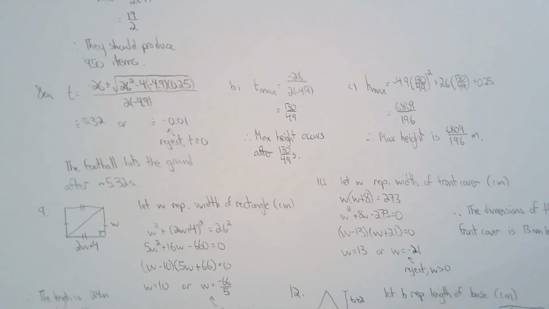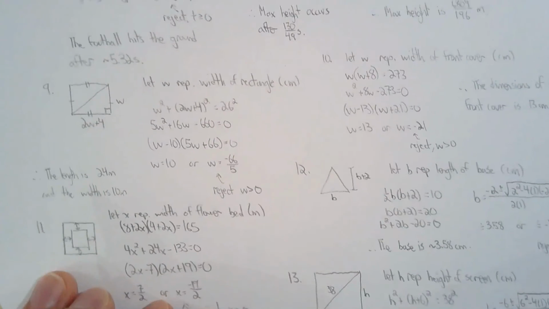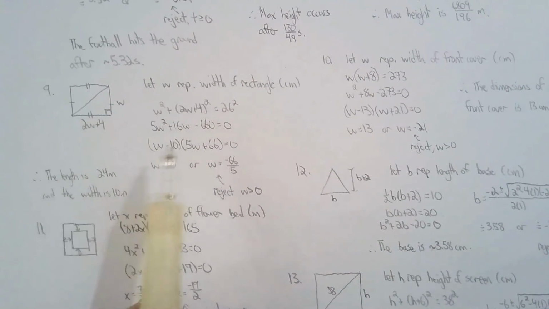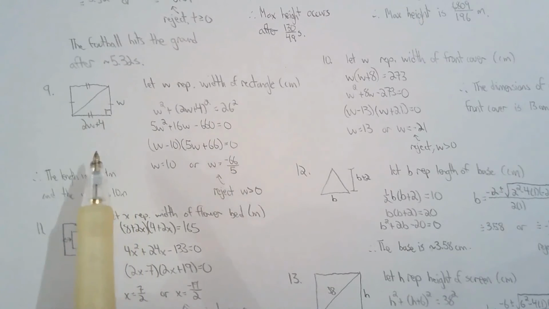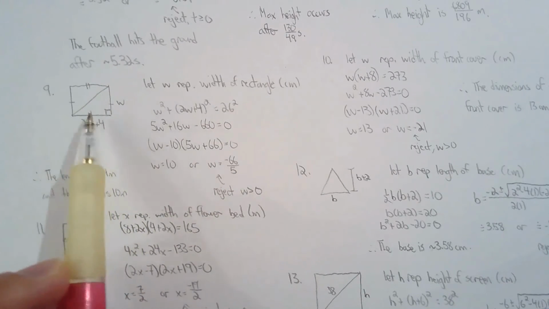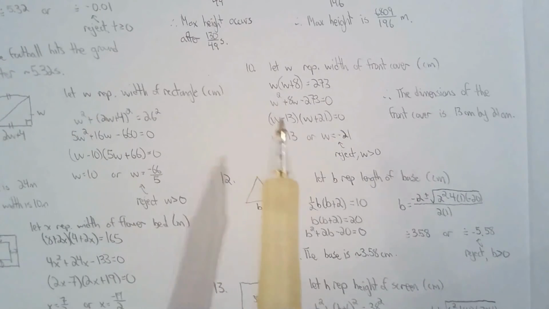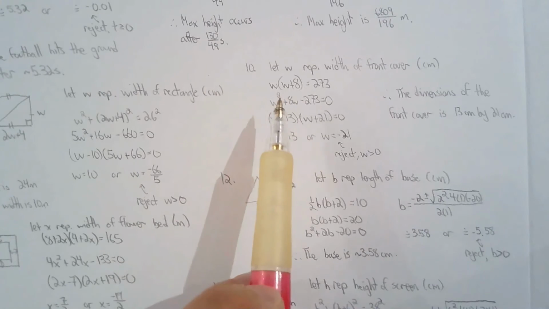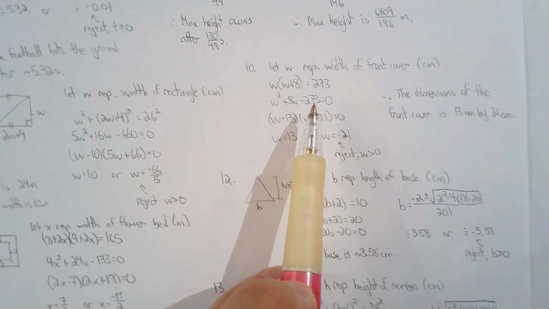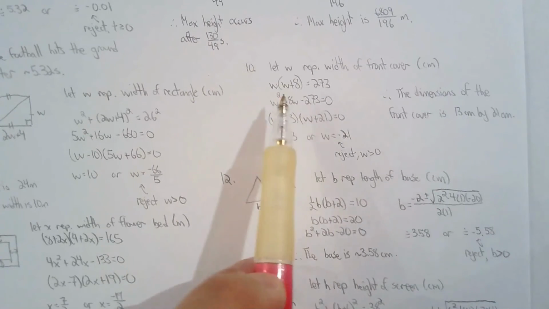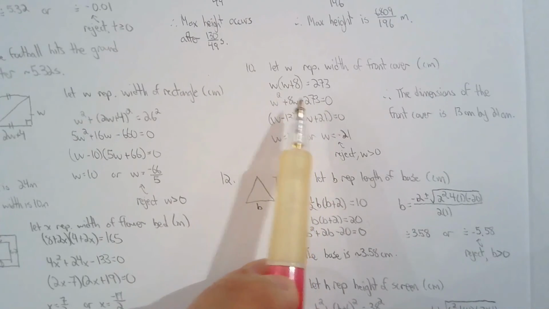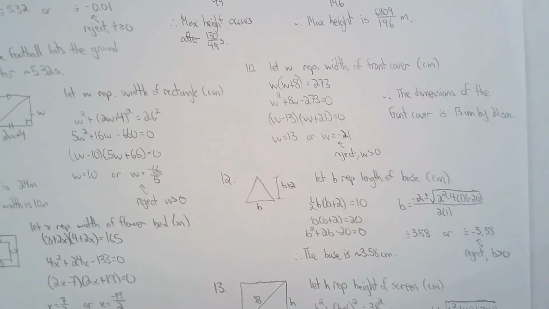Okay, question 9. So basically you have a classic rectangle question. It's a diagonal of the rectangle. So basically it's the Pythagorean theorem. Okay, number 10. This one is a classic rectangle question. And then you use the area formula for a rectangle that will build your equation and then solve the equation.